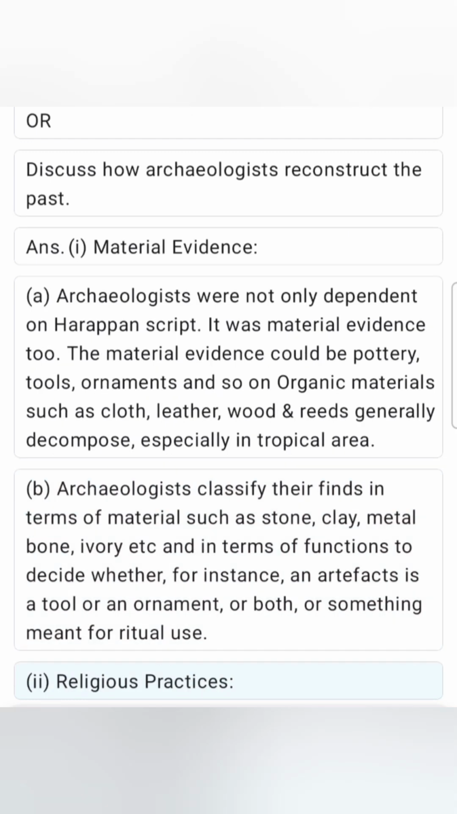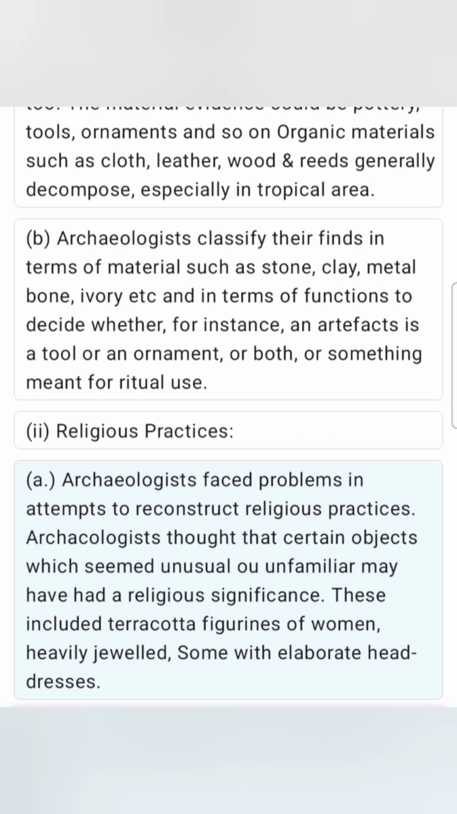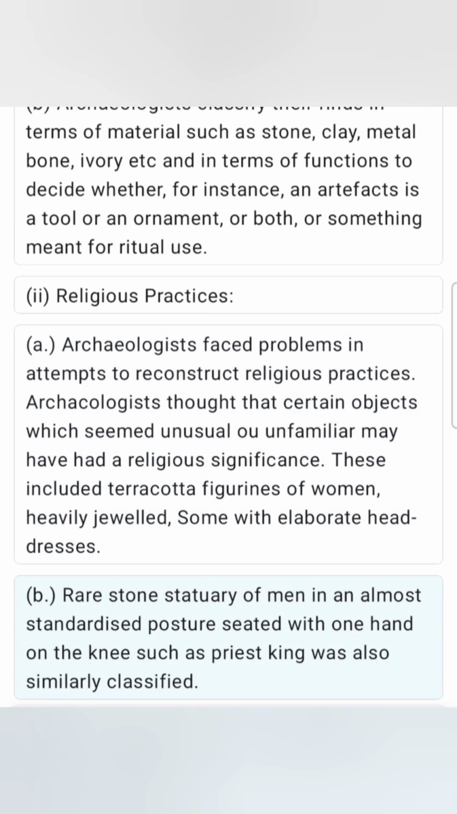II. Religious practices. Archaeologists faced problems in attempts to reconstruct religious practices. Archaeologists thought that certain objects which seemed unusual or unfamiliar may have had a religious significance. These included terracotta figurines of women, heavily jeweled, some with elaborate headdresses. Rare stone statuary of men in an almost standardized posture, seated with one hand on the knee, such as the priest-king, was also similarly classified.